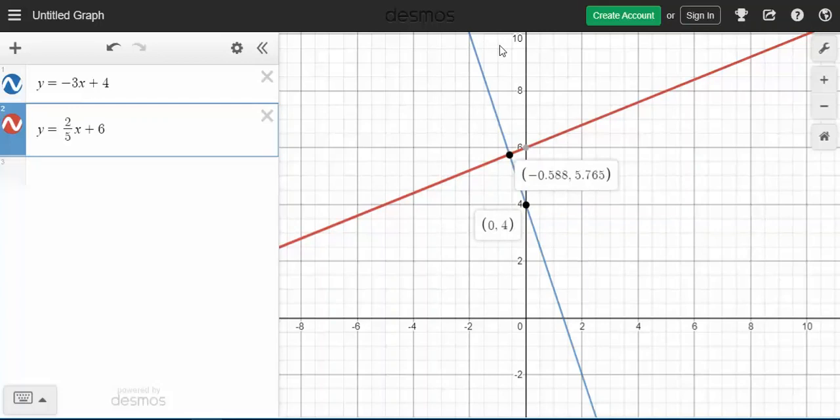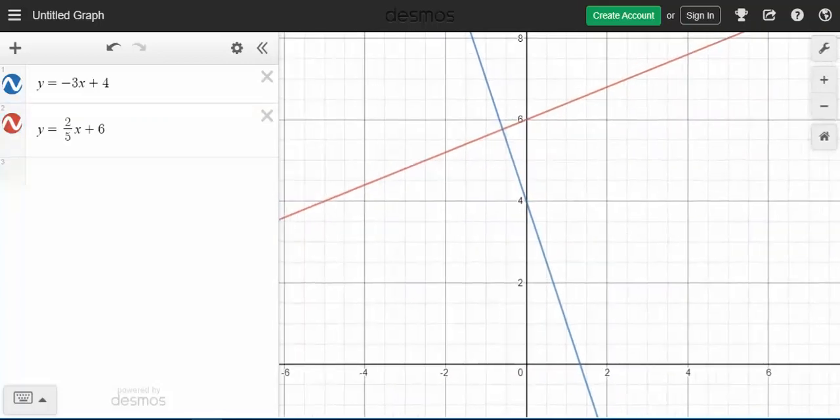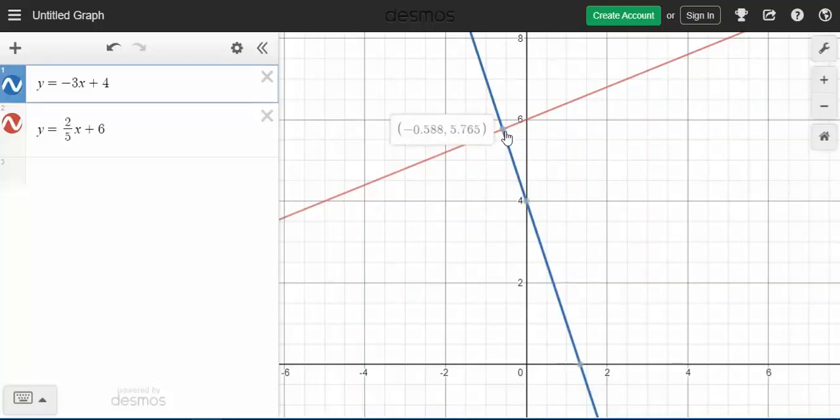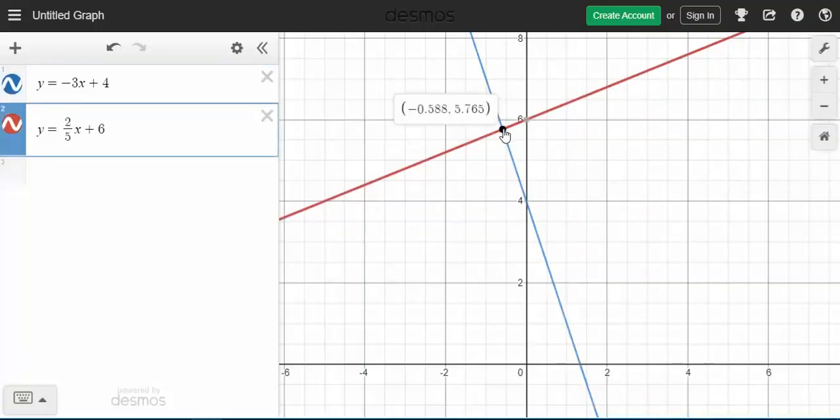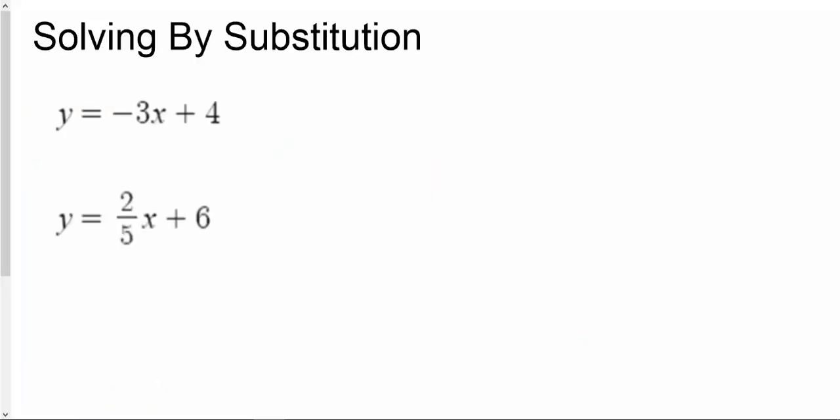So we want a different way to do this, because if I were to try to solve this by graphing, I might say a little bit less than -1, and close to 6. We wouldn't have an exact answer. So we want another way to solve this, and substitution's that answer. We want to figure out where these equations are equal, meaning that the x and y have to be the same value in each equation.